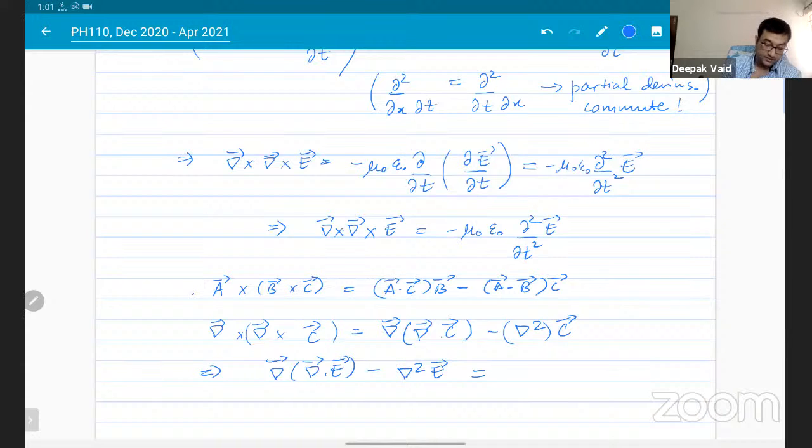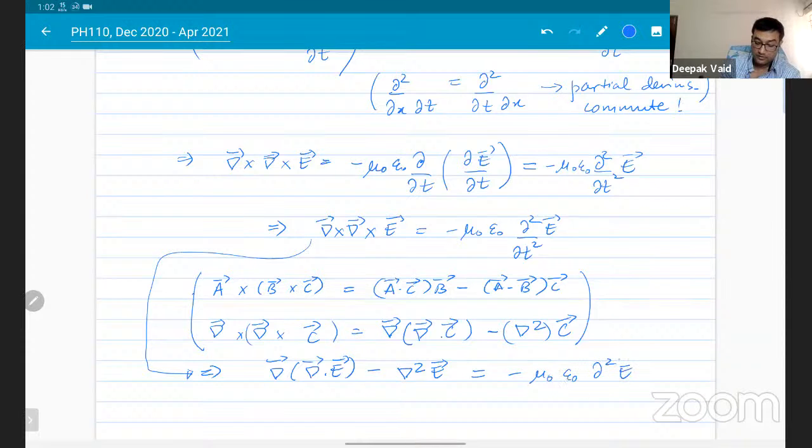This is the left hand side of this expression, and the right hand side becomes minus mu naught epsilon naught from here.